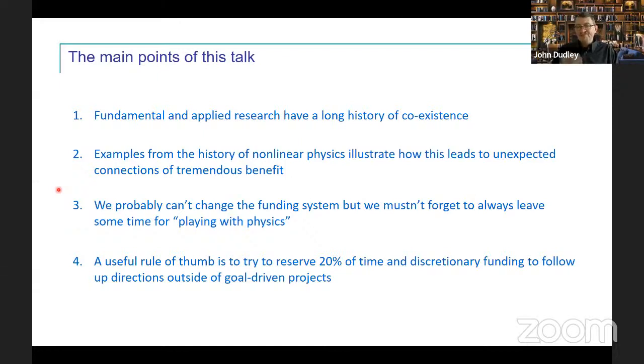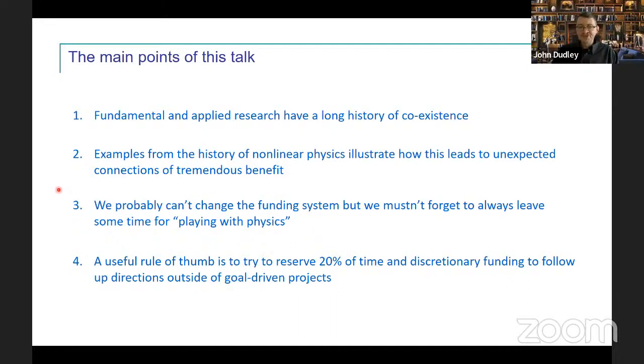And maybe this is some advice. I don't think we'll change the funding system. Of course, I think we should always try, and we should know these stories to tell the funding agencies and remind them of the fact that they should support basic science. But even while we can't change the system, what we can do to some extent is to try to leave time for ourselves just to play with things.